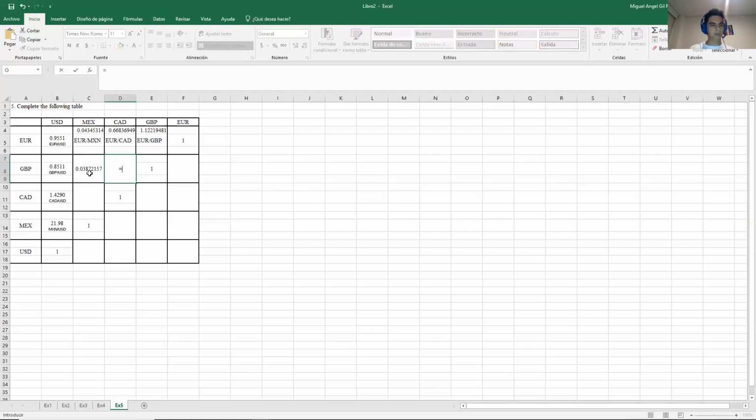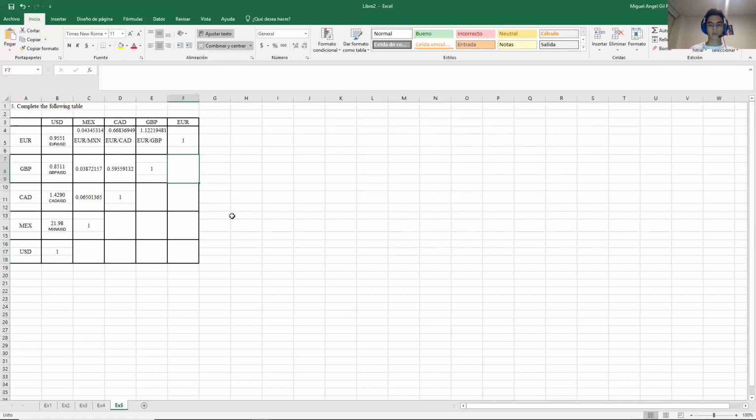The next one will be 0.8511 over the Canadian dollar, 1.4290. The next one, this one over here, will be Canadian over peso, so 1.4290 over 21.98. And this will be Canadian over peso. We can do the same for the rest of the table. Just keep on dividing pounds over euro, for instance, in here. Then Canadian over pound and Canadian over euro.